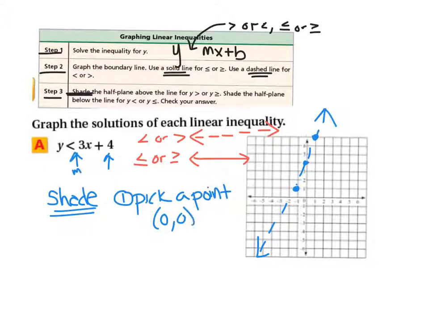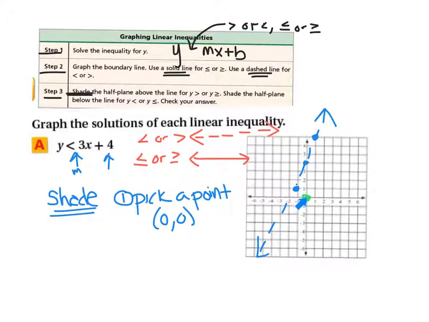You can pick any point in the world, as long as it's not on the line. So I'm going to pick this point 0, 0. I'm testing to see if that point works, because what I'm trying to do is figure out if I'm going to shade this side of the line, if all the ordered pairs in this area would be the solution, or if the ordered pairs over on this side are the solution.